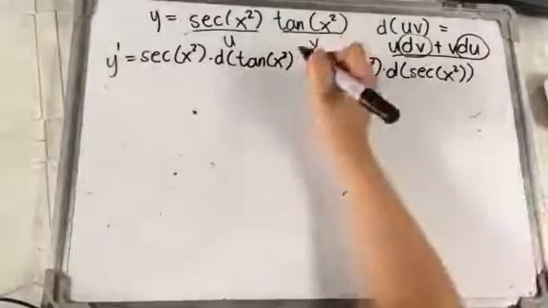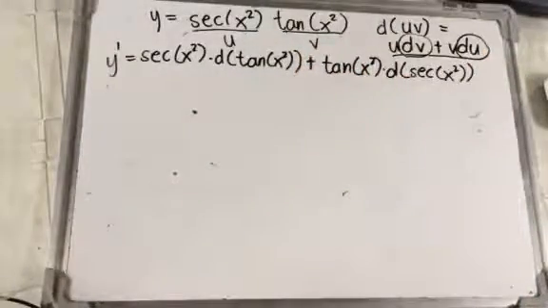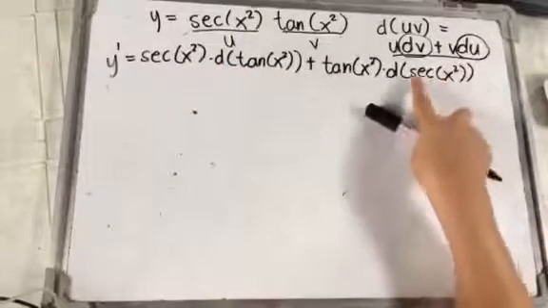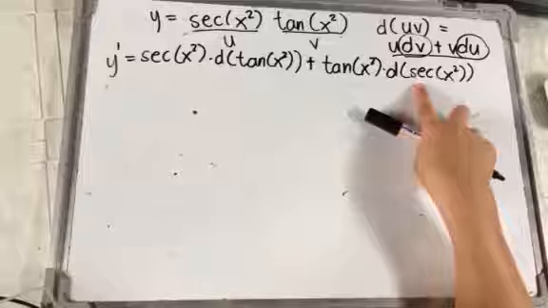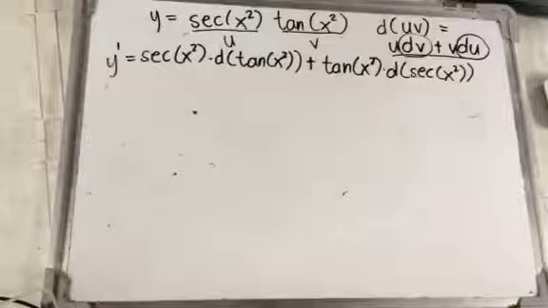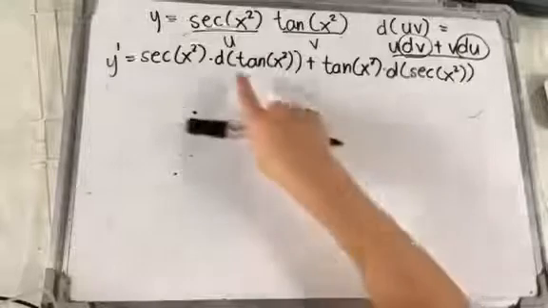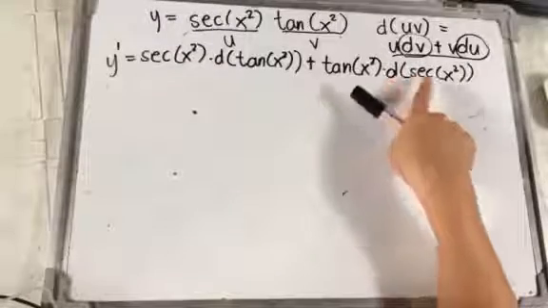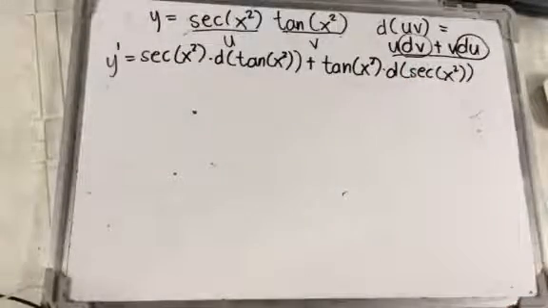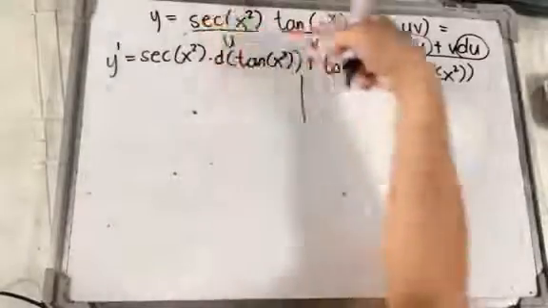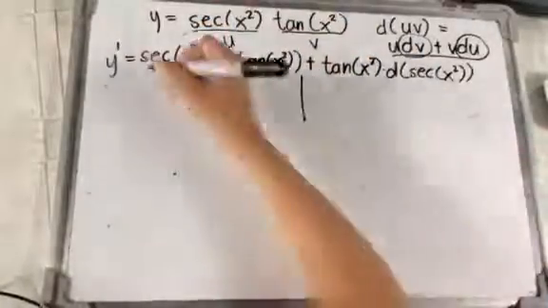In this case, we have to find the derivative of tangent x squared and the derivative of secant x squared. This function belongs to the derivative of trigonometric functions. So you have to look for the derivative of tangent u and also the derivative of secant u. Let us derive these two first before we move on to the derivative of this given product.